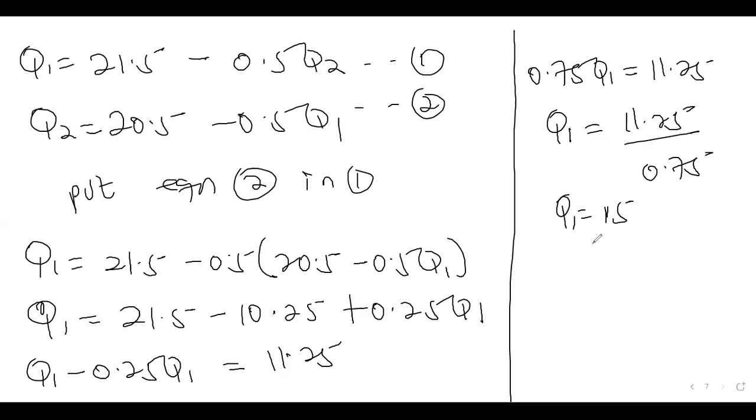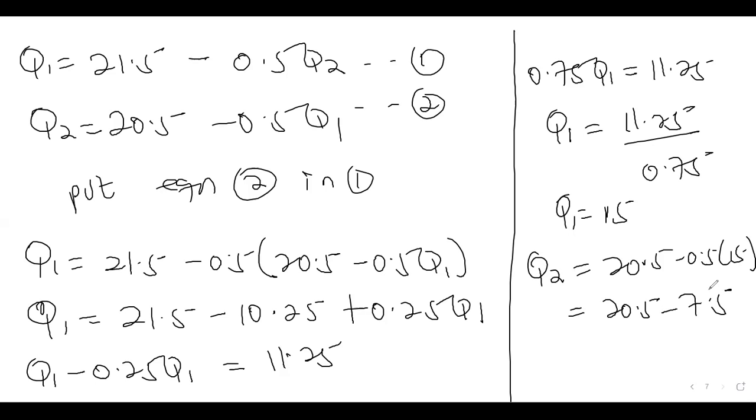Okay. Now, having gotten Q1, we can just put it in Q2, all right, to get Q2. So we have Q2 is equal to 20.5 minus 0.5 Q1, which is 15. So you have 20.5. If you multiply 0.5 by 15, that will be 7.5. So 20.5 minus 7.5. So Q2 is equal to 13 units.